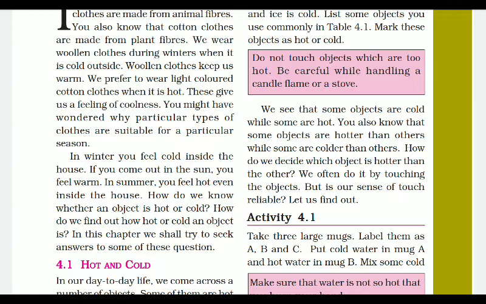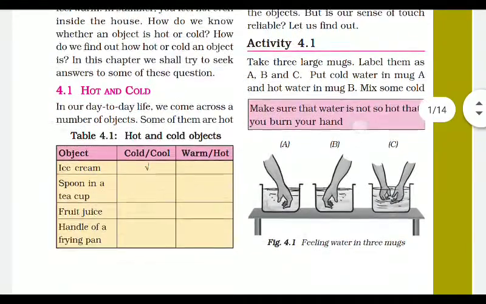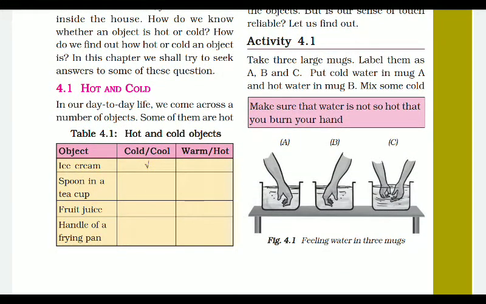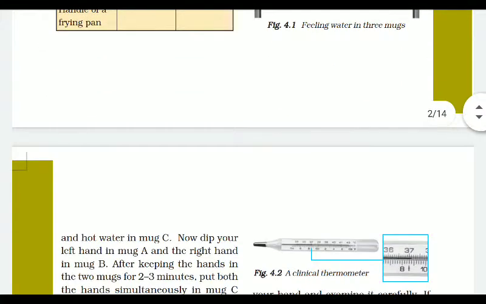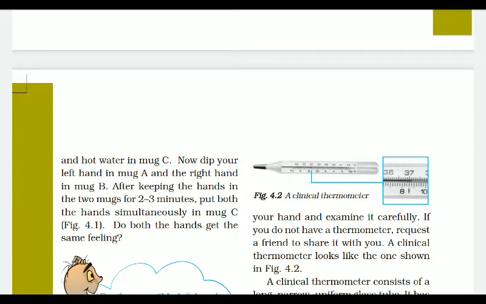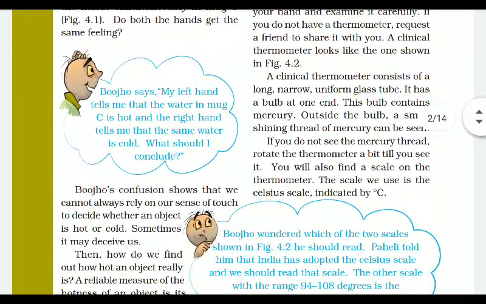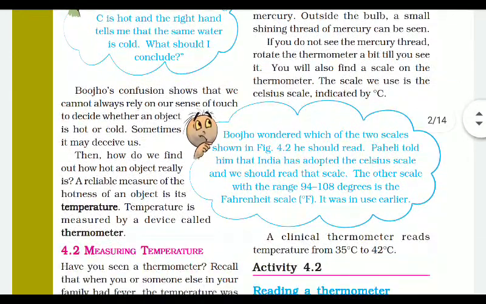But is it reliable to depend on our senses, to sense just by touching whether it is cold or hot? Here an activity 4.1 is given, where first you put your hand under cold water, then into warm water, and again into cold water. The same exercise gives you a different feeling. So we get confused that we cannot really sense whether the object is hot or cold. Then how do we define that a thing is hot or cold?